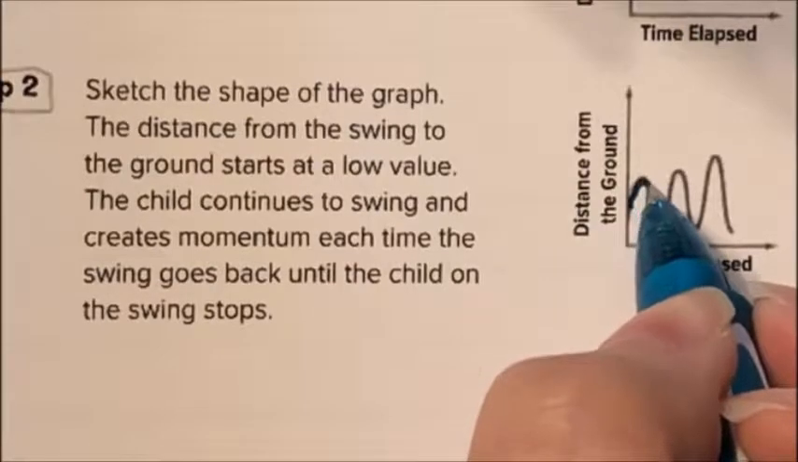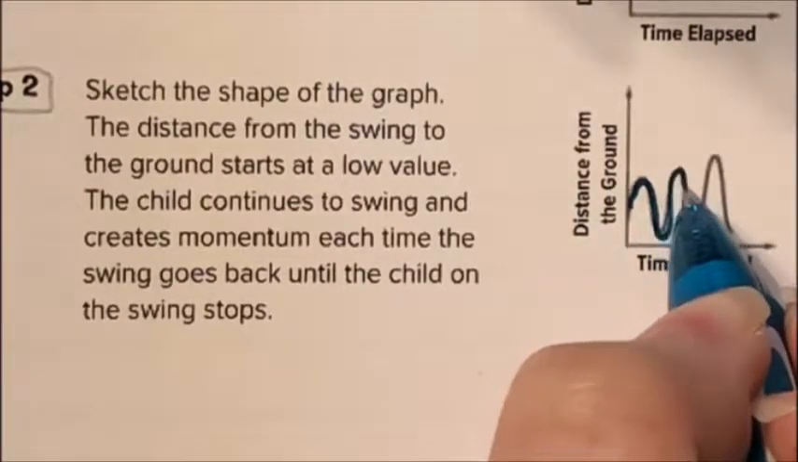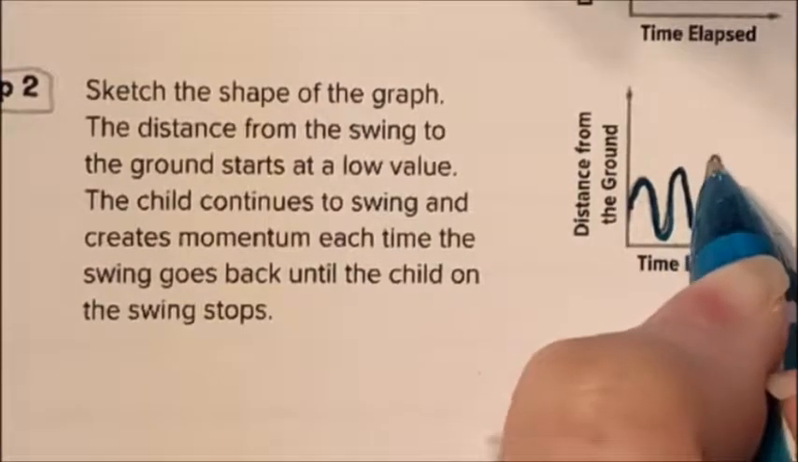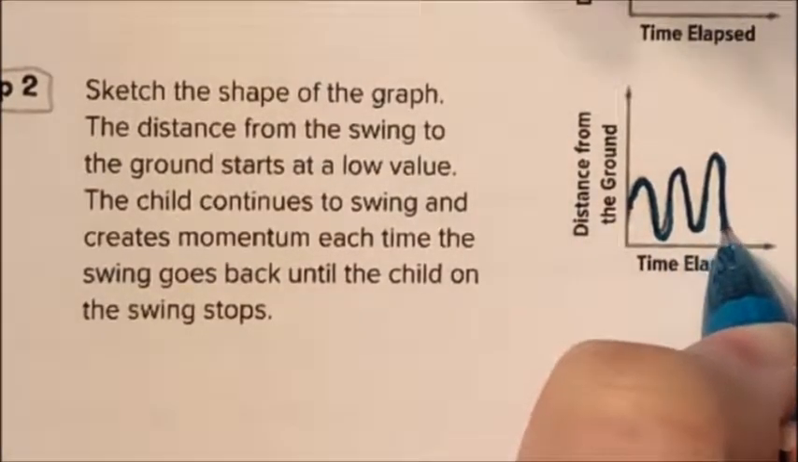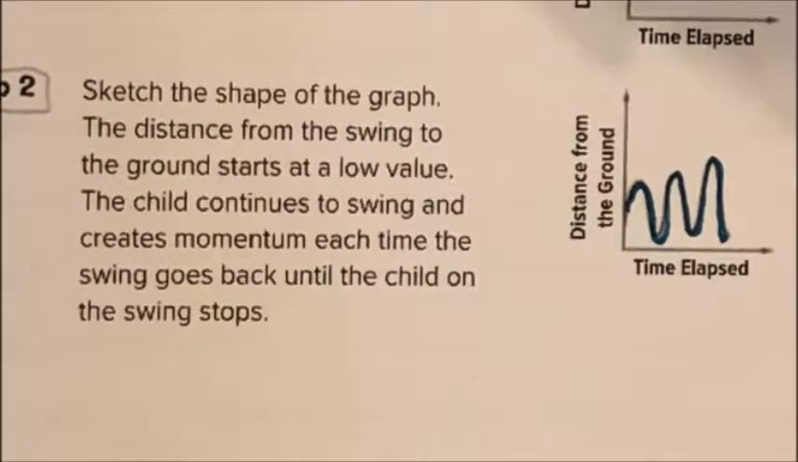Swing forward, up, then we get really close to the ground, and then we go back up. We get close to the ground, we go back up. Close to the ground, we just stop. Okay? So it's like that pendulum that swings back and forth and back and forth. So the swing goes back and forth.